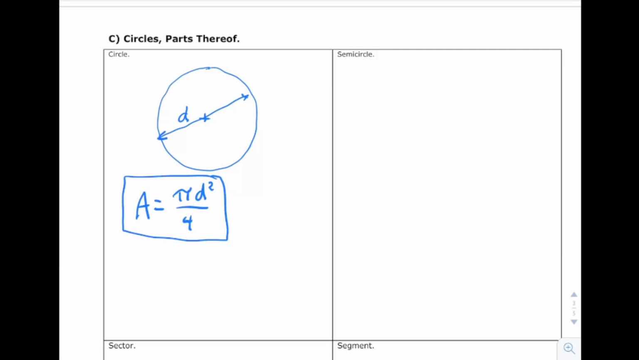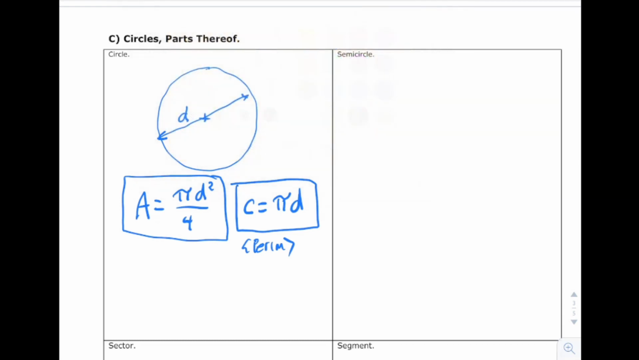And then the circumference of this thing, you could say 2 pi r, but 2r is the diameter, so you might as well just say pi times d. Pi times the diameter is the circumference. Notice the circumference is really just like a perimeter, right? It's like the distance around the circle.